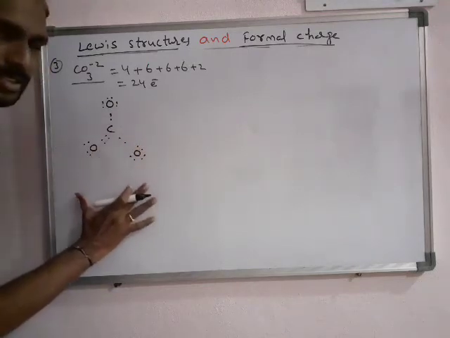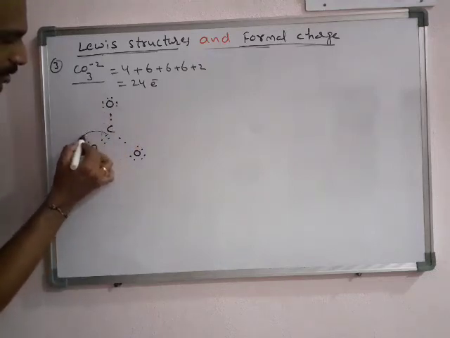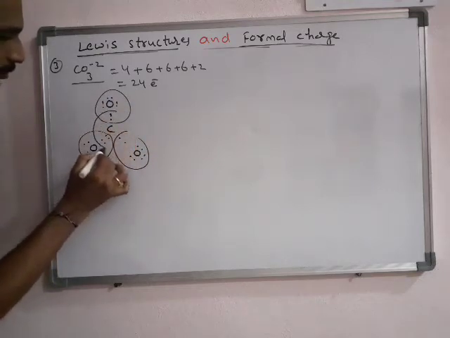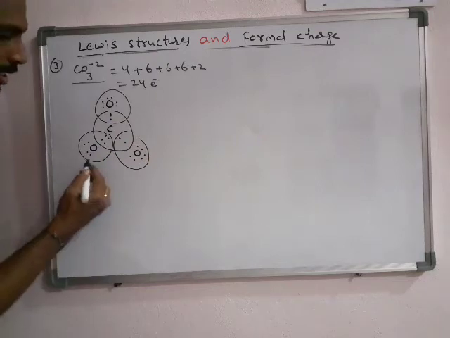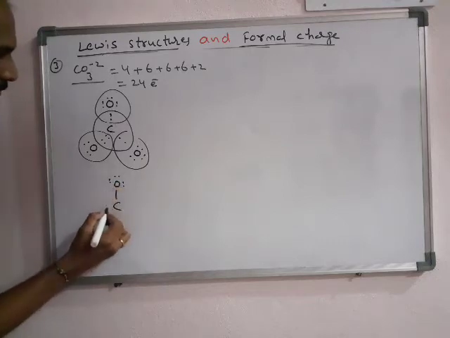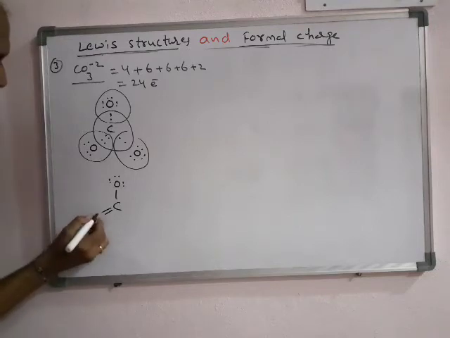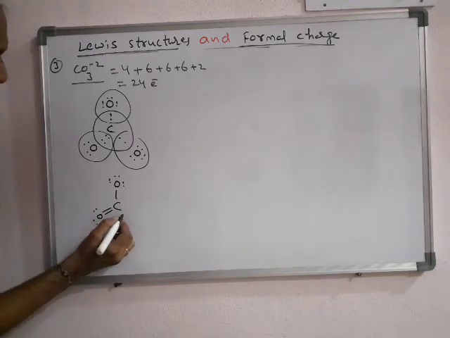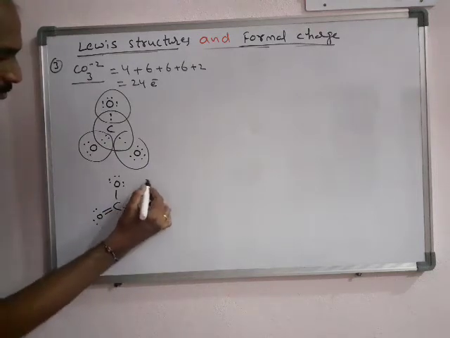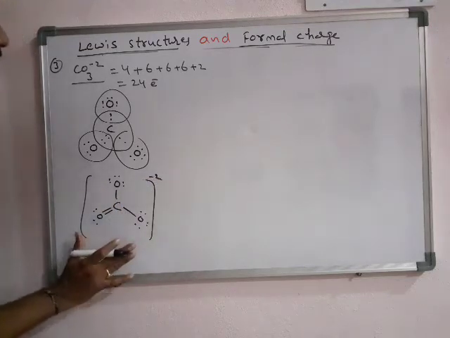Every atom needs to have an octet structure with the 24 electrons. So here we see all are having an octet. This carbon has an octet. So this is treated as the Lewis structure of carbonate.